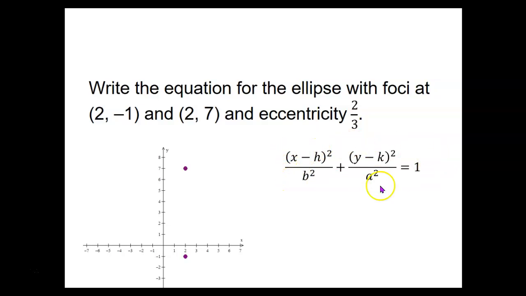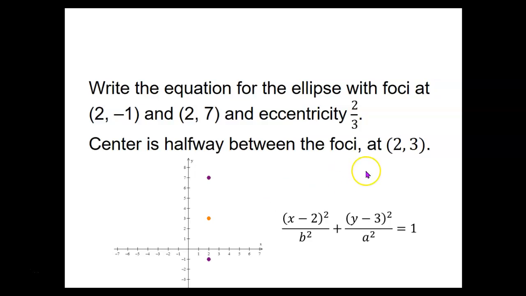And this is the kind of equation we're going to be using. Notice I put the a squared under the y part of the equation because we do have a vertical major axis. We have the kind of ellipse that's longer in the y direction than in the x direction. And as we said, the center is halfway between the foci at (2, 3). So if we fill in the h and the k, we're dealing with (x minus 2) squared over b squared plus (y minus 3) squared over a squared equals 1.